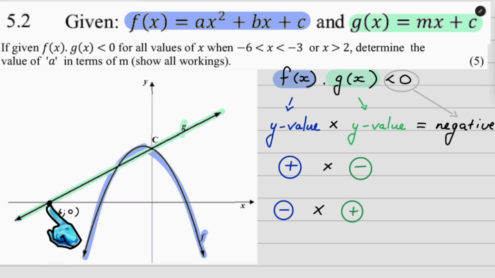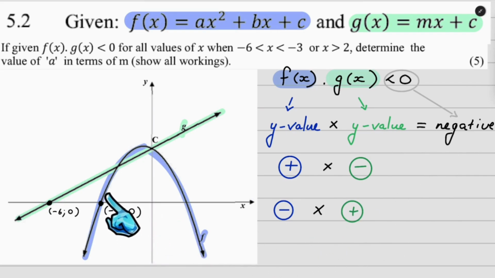Okay, now I'm going to keep scanning after that. I've got a positive y value here and a negative y value here, so it's still working. Things are going to change when I cross this point, because as soon as I cross this point, the blue graph has a positive y value and the green graph also has a positive y value. So it stops working over there, and they told us it stops working at -3. So this point over here is -3.